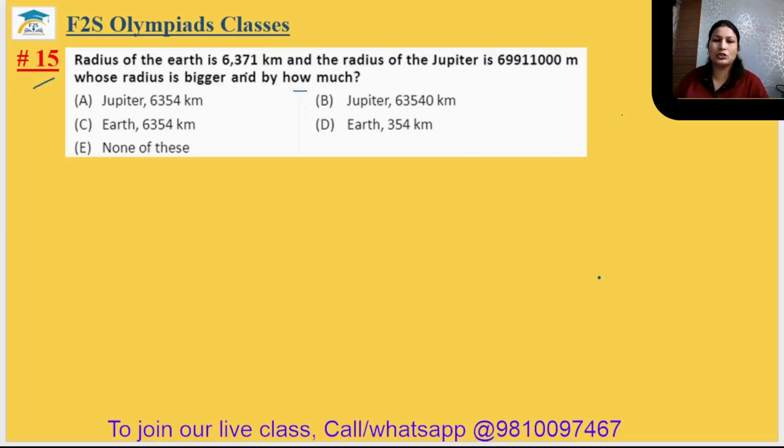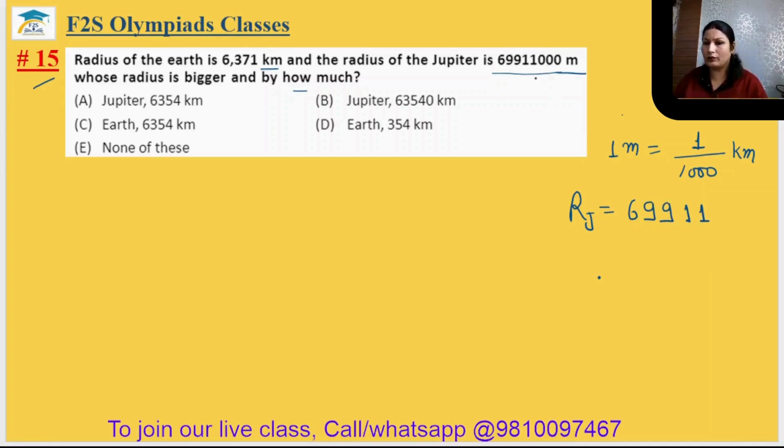How can we compare these two numbers? We can compare only when both the units are same. So here it is kilometer, here it is meter. So step 1, first we have to convert this meter into kilometer. And we know 1 meter equal to 1 by 1000 kilometer. It means we have to divide this number by 1000. The radius of Jupiter, I am writing it Rj. Radius of Jupiter equal to 69911. 30 will be removed.